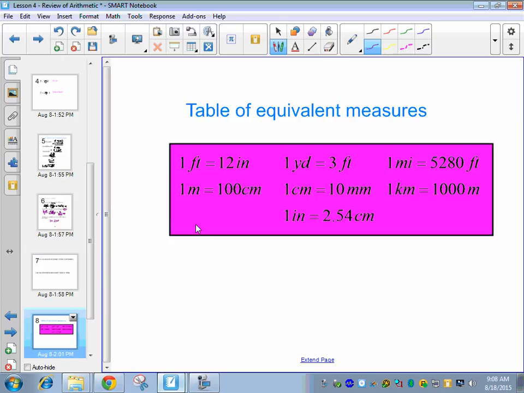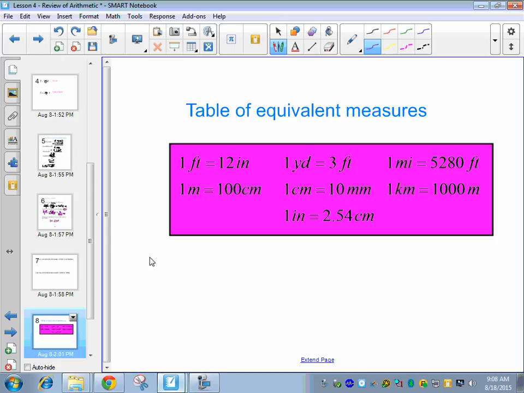Most of you guys know 1 foot is 12 inches. 1 meter is 100 centimeters. If you don't remember it, write it down. 1 yard is 3 feet. Some people forget that. Write that down. 1 centimeter is 10 millimeters. Write that down if you don't know it.